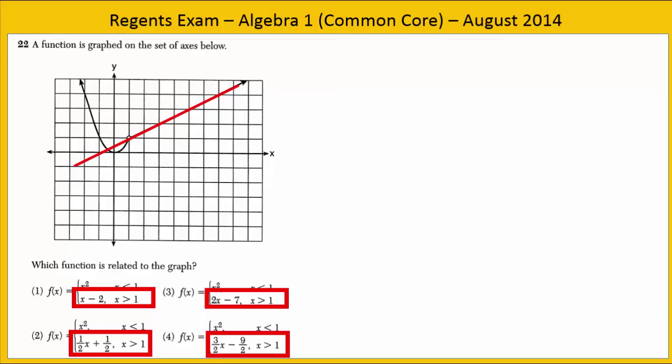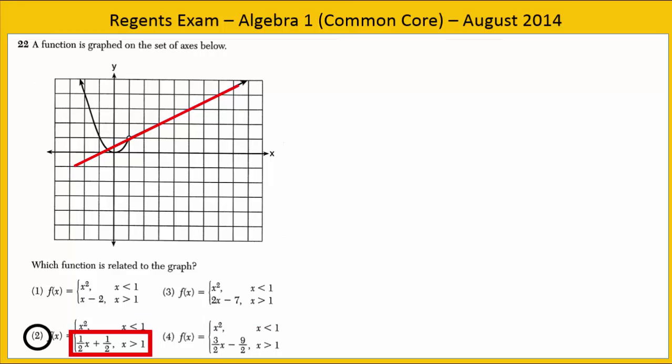Notice on the graph, if we were to extend the line, we can see first of all that we have a slope of 1/2 and that we have a y-intercept that's positive. The y-intercept on choice 1, 3, and 4 is negative, and so it can't possibly be choice 1, 3, or 4, leaving only choice 2. Also, notice the slope of the line is 1/2, and the only linear piece in the functions that have a slope of 1/2 is choice 2. Choice 2 is our answer.